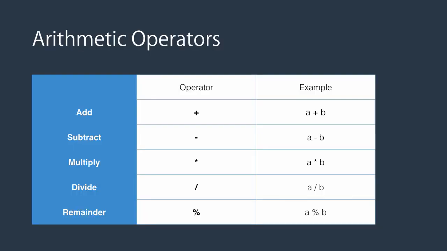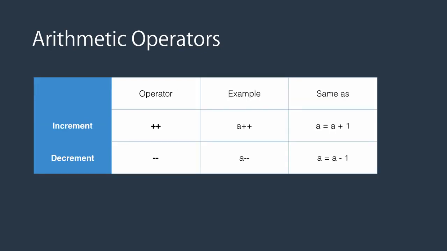We use arithmetic operators in computations where we're working with numbers. So as you see in this slide, we have add, subtract, multiply, divide, and remainder of division. We also have 2 arithmetic operators called increment and decrement, which are shortcuts for adding 1 or subtracting 1 from a variable. So a++ is equivalent to a = a + 1. Now with this increment and decrement operator, there are 2 ways you can apply them.